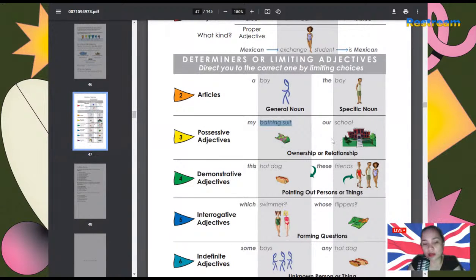For the next one, another pronoun, we use our. So you own something. What do you own? Our school. This is where you study, or this is your own built school. So you would say our school.